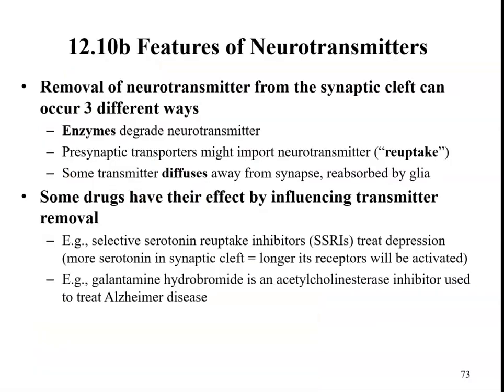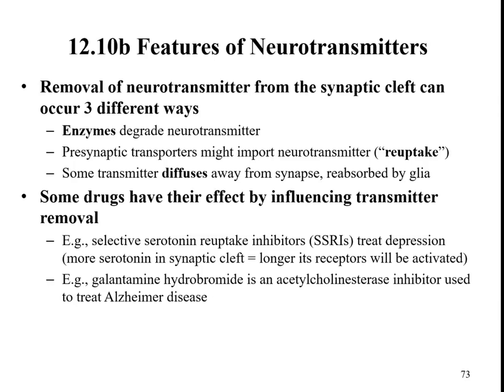Okay, so once the neurotransmitter is at the synaptic cleft, how does it get removed from there? Well, there's three different ways. We already talked about acetylcholinesterase. That's an enzyme that degrades acetylcholine. But you could also have presynaptic transporters that might bring back the neurotransmitter, or reuptake the neurotransmitter. And then some transmitters are simply going to diffuse away from the synapse and be reabsorbed by glial cells.